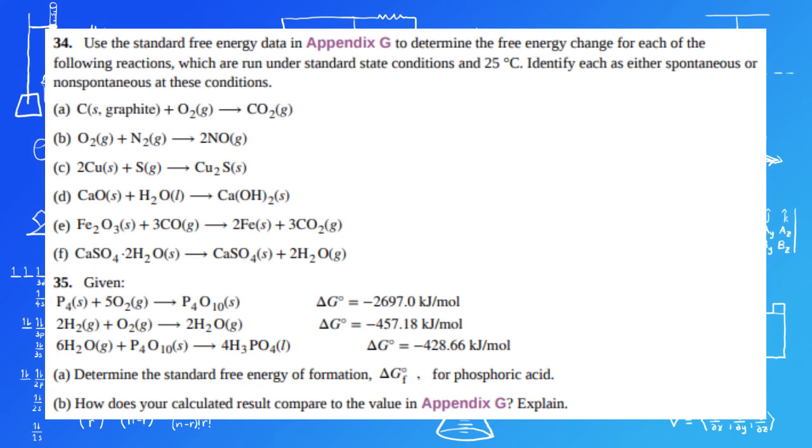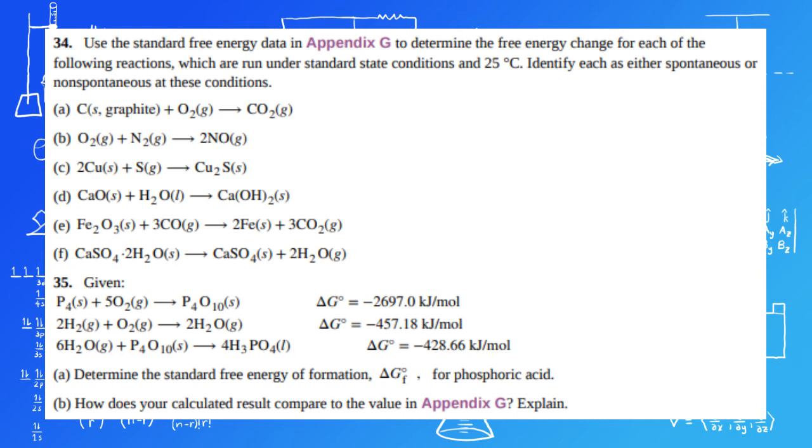Use the energy data again. We'll skip that. 35. Given those values, determine the standard free energy of formation for phosphoric acid. How does your calculated result compare to the value in Appendix G? Explain. Let's see. So again, this is just a matter of rearranging the equations and adding them up to get your desired equation.